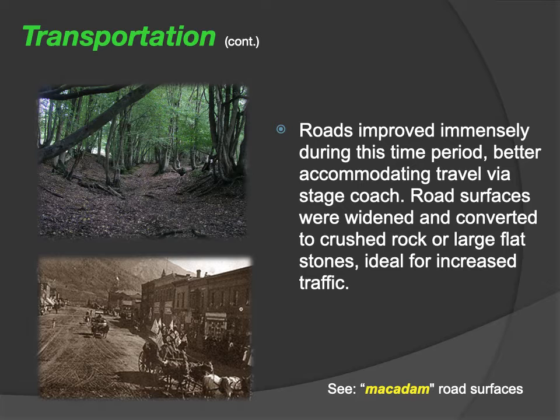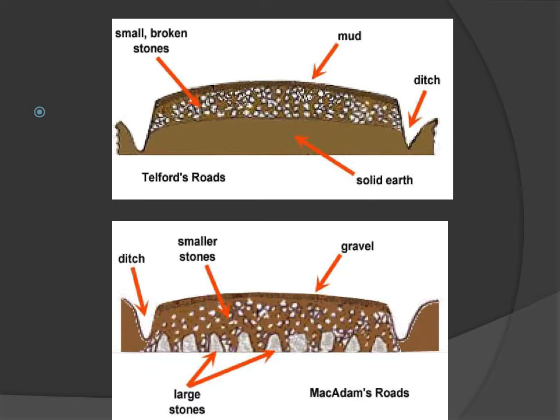And then you can see here on the bottom, tamping down that soil, putting rock underneath the dirt, tamping it down, making more of a solid surface. And one of the big things is adding deeper ditches on each side for good drainage. That way the road doesn't erode away. And so putting these larger stones on the bottom gives it more of a foundation, to make it more solid.